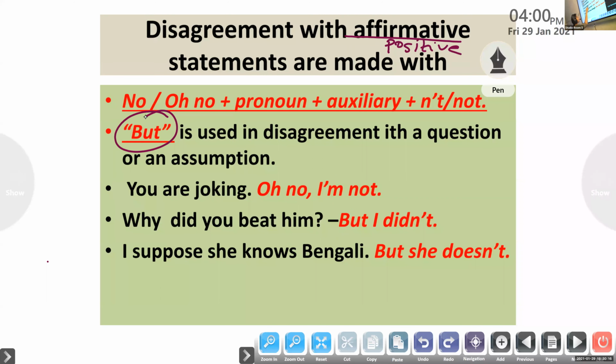Okay, if you disagree with a question or an assumption, what do you mean by assumption? A guess, right? We are just guessing. We don't know whether it is right or wrong, true or false, whatever it is, we are just guessing it. See, I have a few examples. So then you must start your disagreement with an affirmative statement and question either with no or with but.